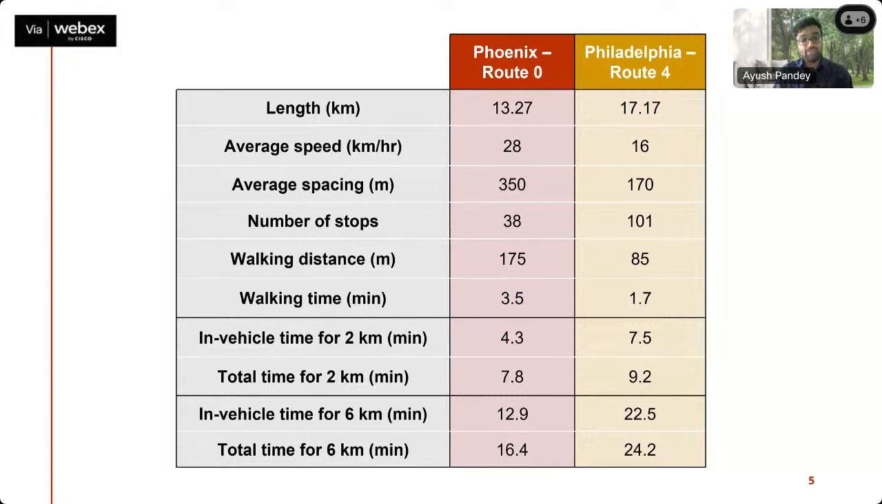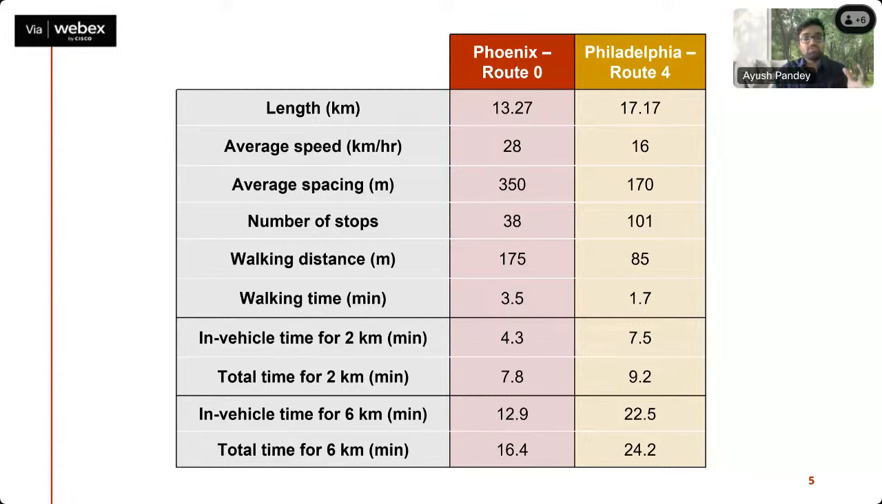So if you were making a very short trip, say of 2 kilometers, in Phoenix, you spend about 4 minutes in the bus and about 4 minutes walking. In Philadelphia, you spend about 7 minutes in the bus, but only about 2 minutes walking. And for short trips, these times are comparable. But now if you wanted to make a much larger trip, say 6 kilometers, in Phoenix, you would spend, say, 13 minutes in the bus and 3 to 4 minutes walking. In Philadelphia, your walking is very short, but you spend a lot more time in the bus.